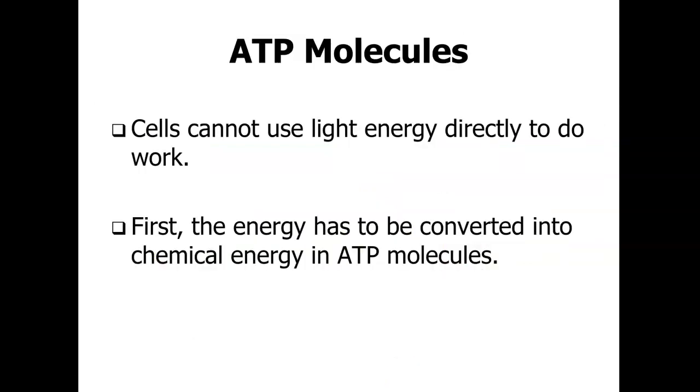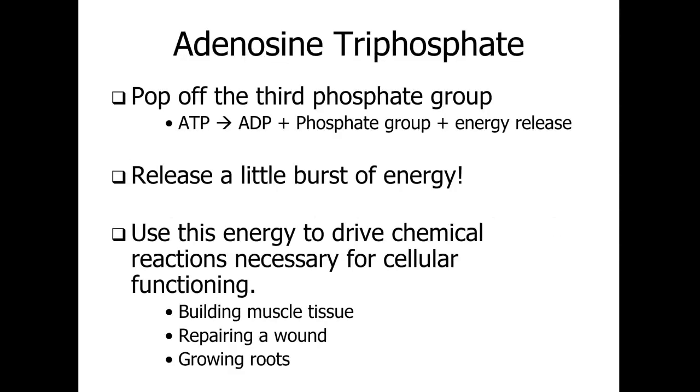So because cells cannot use light energy directly to do their work, they first have to capture it in a form, and not all animals or organisms can do this. Mainly plants are going to capture this energy from the light, transfer it over into a chemical energy, and from that chemical energy, the plant will use it to make ATP, or the animal can eat the plant and use it to make ATP. So first, the energy has to be converted into chemical energy in the ATP molecules.